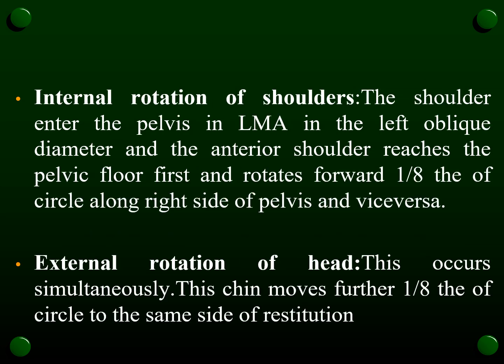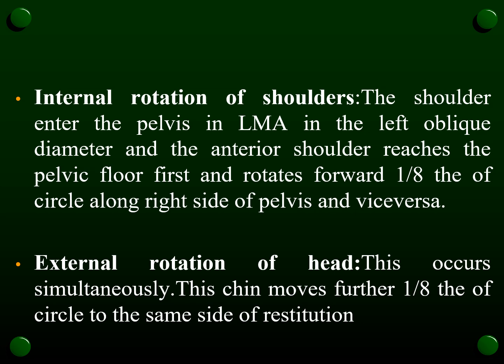The next movement is internal rotation of the shoulder. Now this time the shoulder will come and meet the resistance of the pelvic floor. So the shoulder also will rotate 1/8 of the circle. In the case of left mento anterior, the shoulder enters in the left oblique diameter of the pelvis and it rotates 1/8 of the circle and comes to the anteroposterior diameter of the pelvis. And in the case of RMA, it will be just entering in the right oblique diameter of the pelvis.